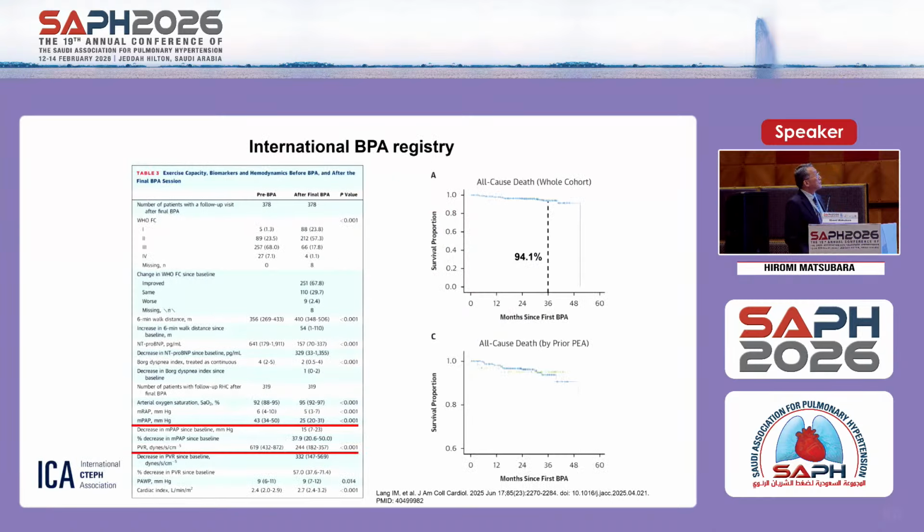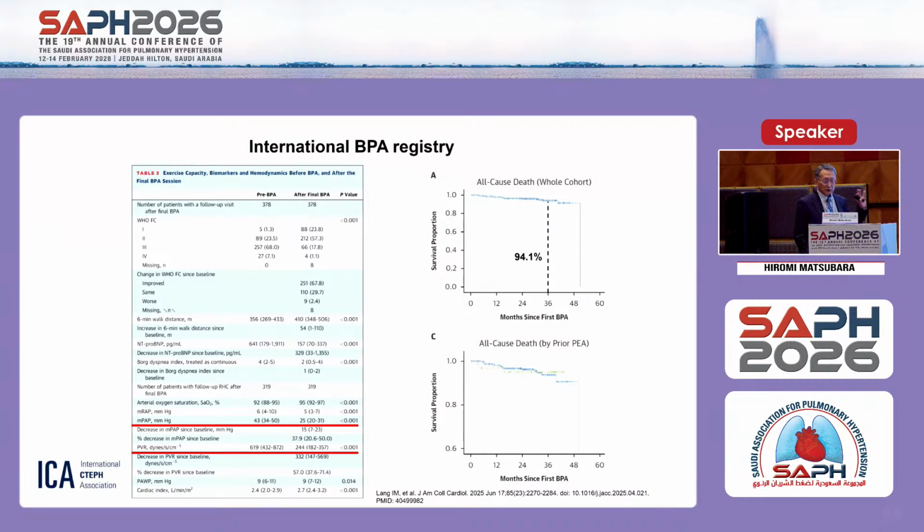Last year, the outcome of the international BPA registry was published. It's a global experience, but mean pulmonary artery pressure decreased from 43 to 25, almost the same as our initial experience. So the global experience now catches up to the Japanese experience, and PVR decreased also like that. How about the 3-year survival rate?